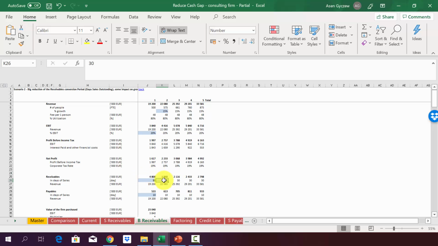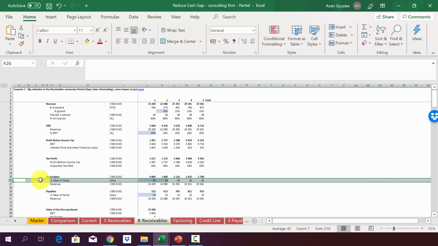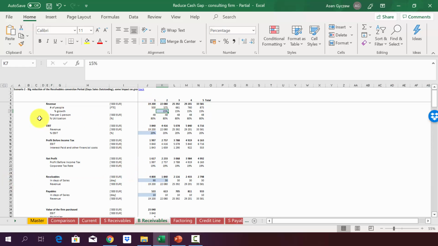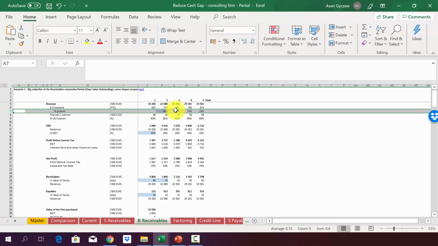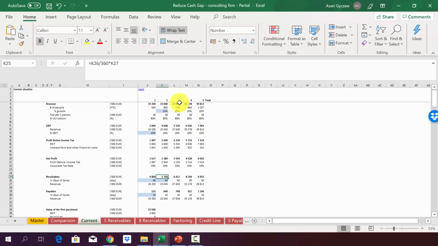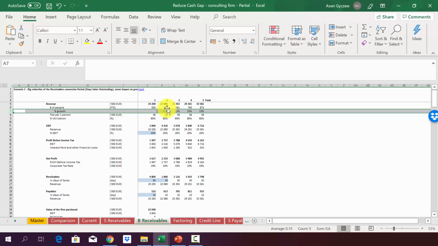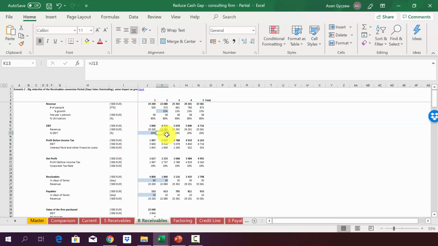And this is to some extent due to the fact that we have better payment terms. However, bear in mind that we also have a lower growth rate. So instead of 20%, we have 15%. So if we compare it with the current one, in the second year, instead of having 23 million in terms of revenue, we just have 22. Now, if we do a big reduction in the terms of payment in the second year, we would have EBIT equal to 4.4 in comparison with 4.6 if we don't do anything at all.